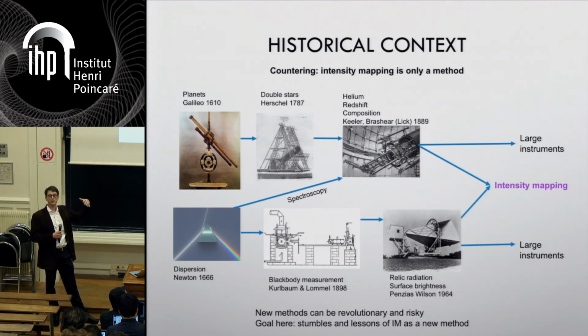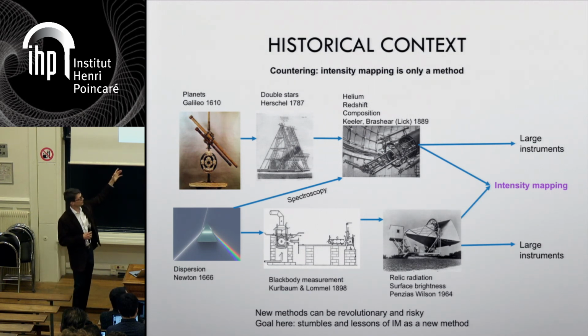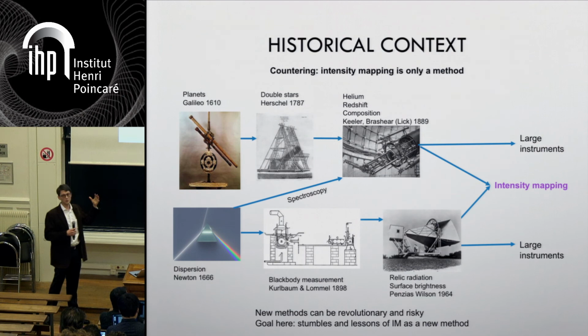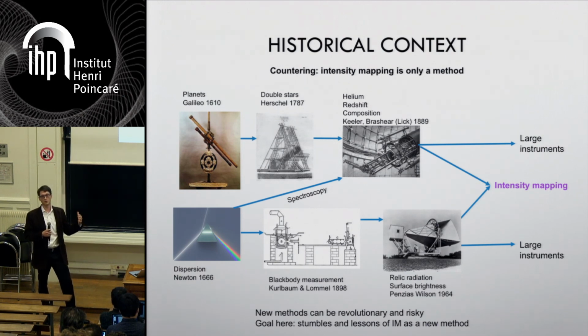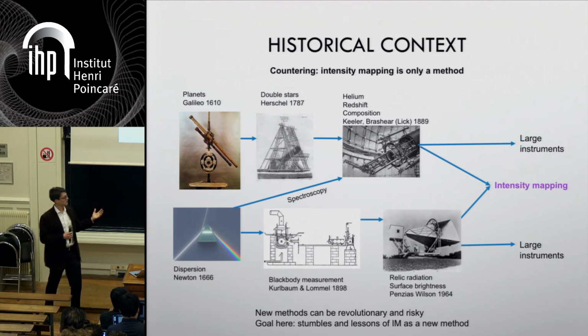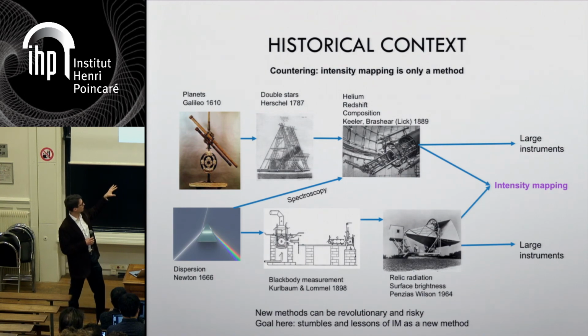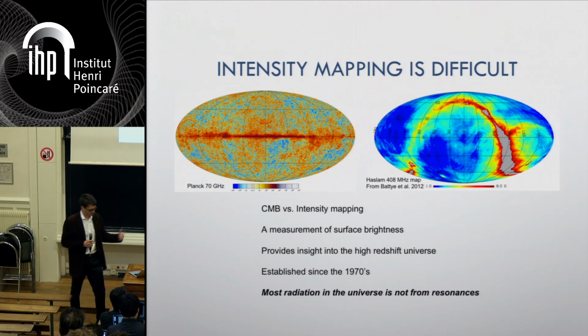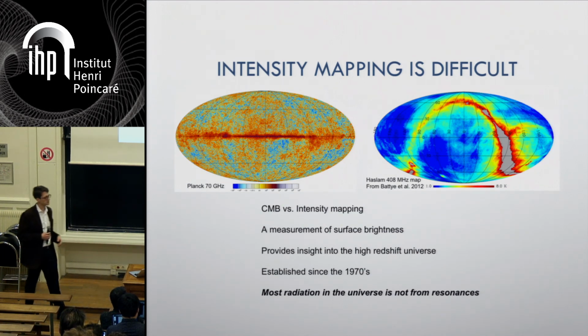And the hope of the intensity mapping community is that we'll be able to do compelling science with smaller instruments, or science that's not possible any other way. So that's the promise of intensity mapping. The reality of it has been very challenging. So in the rest of the talk, I'd like to focus on some of the stumbles and lessons learned, and talk about what things we can do next.